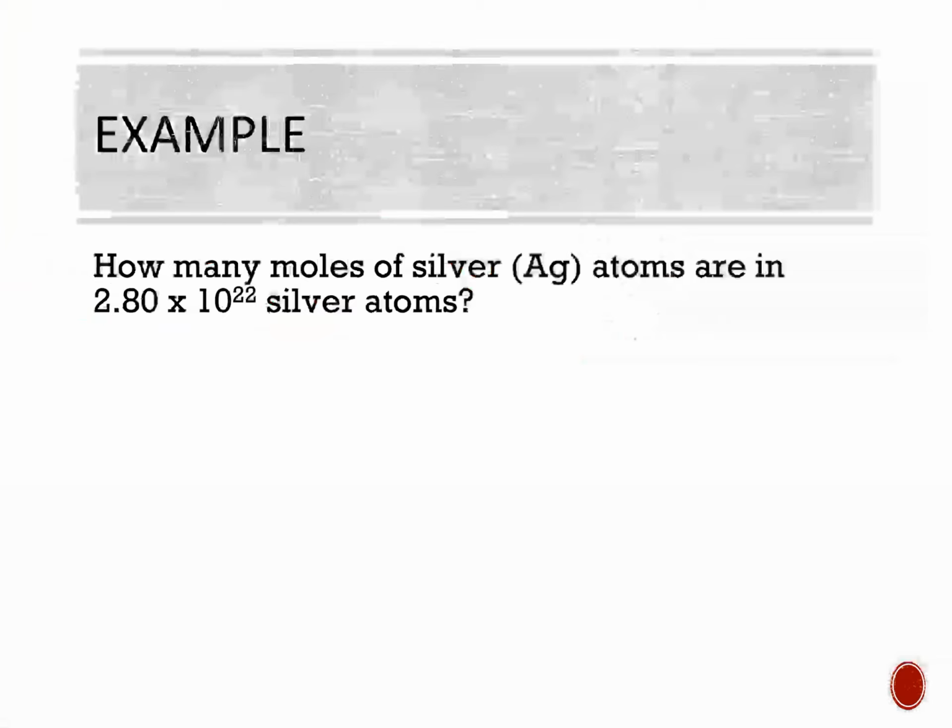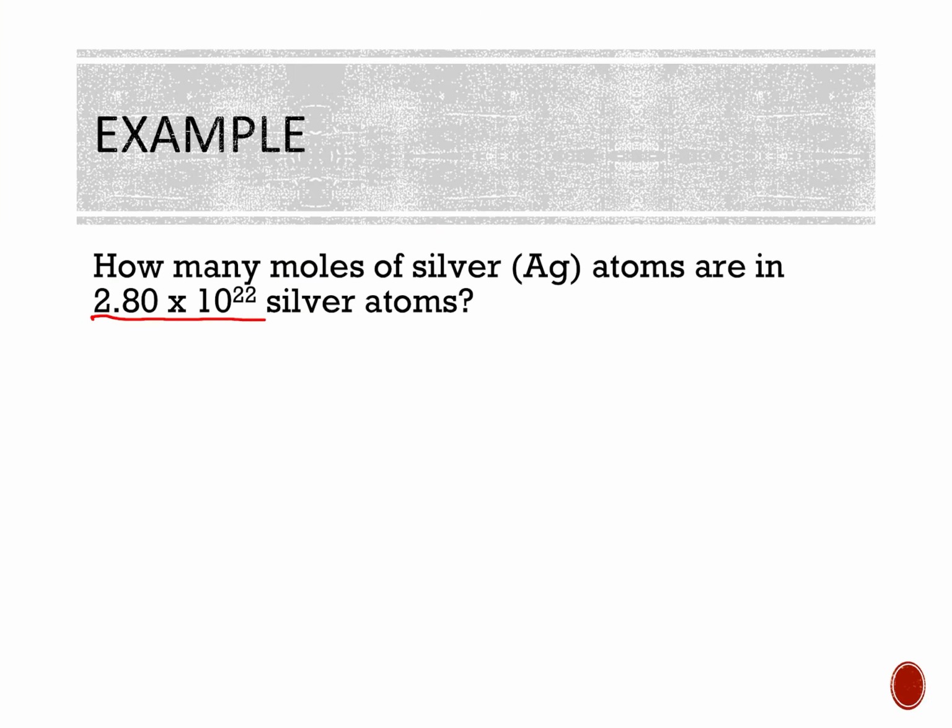So here is an example of how we would use this to do calculations. In this one, it says how many moles of silver are in 2.80 times 10 to the 22nd silver atoms. So again, we're going to use this dimensional analysis that I talked about before. You're going to figure out what you're starting with, which is 2.80 times 10 to the 22nd silver atoms, and figure out what you're trying to convert it into. So we're trying to turn it into moles of silver.